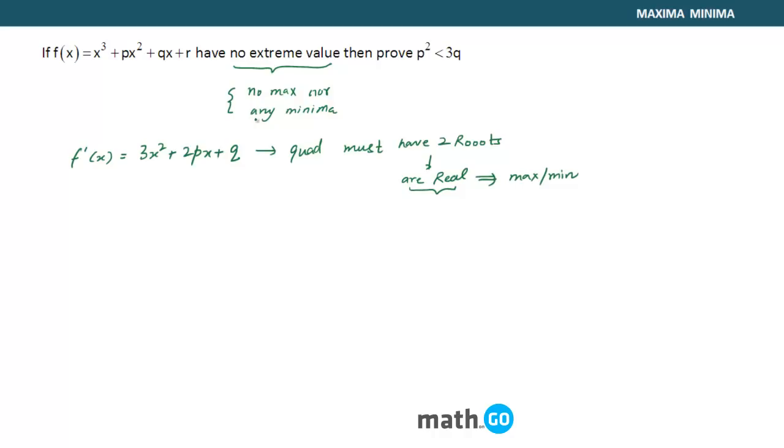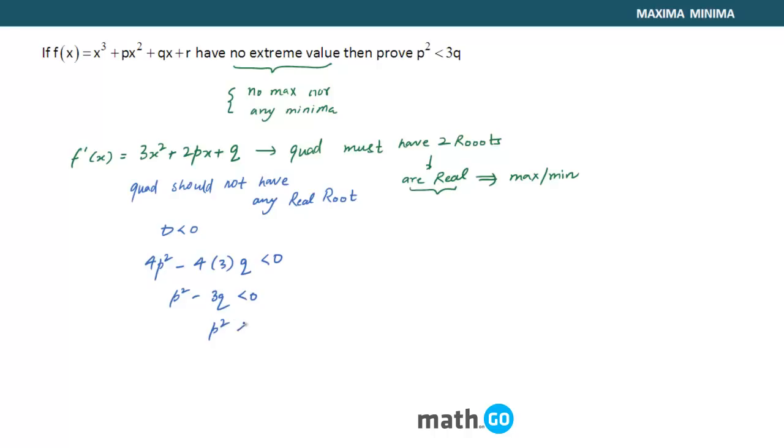But you are asked that there are no maxima and minima. So that means this quadratic should not have any real root. Then only we can say that there will be no point of maxima or minima, and this you can easily solve by putting D less than 0, because that is the condition when a quadratic does not have any real root. So this becomes 4p square minus 4 into 3 into q should be less than 0. If you solve, this becomes p square minus 3q less than 0, and if you check, this is what is being asked of you. This is the answer, or hence proved, right?